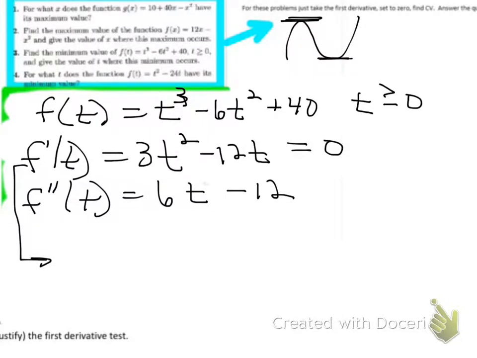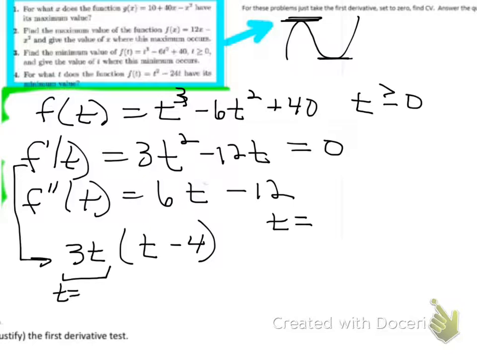So what do they have in common? It looks like a 3t. I pull that out, and I say this is going to be t minus 4. So I get two factors. One factor I get from setting the first factor equal to 0, and when I do that, I get t equals 0. So that's my first factor. If t is 0, what is f prime prime of that t? So f prime prime of 0 looks like it's going to be negative 12.